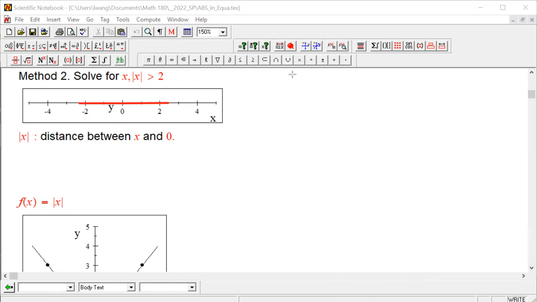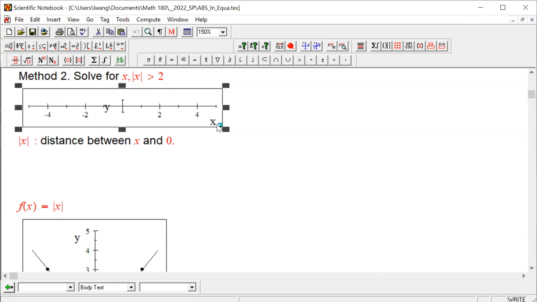So we realize that our solutions are going to be over here, not including -2 or +2, because at those points the distance is not more than 2. This is how we located the solution. And let's mark these solutions. I hope you understand what I'm doing here.